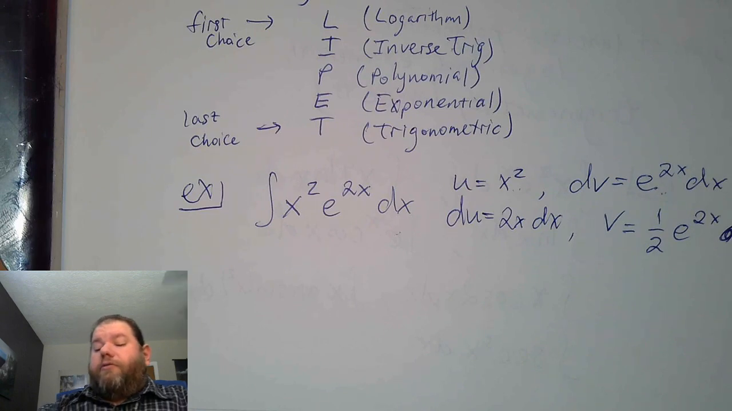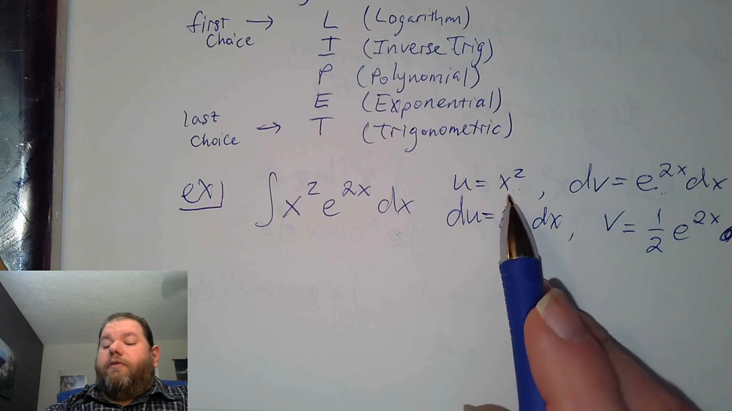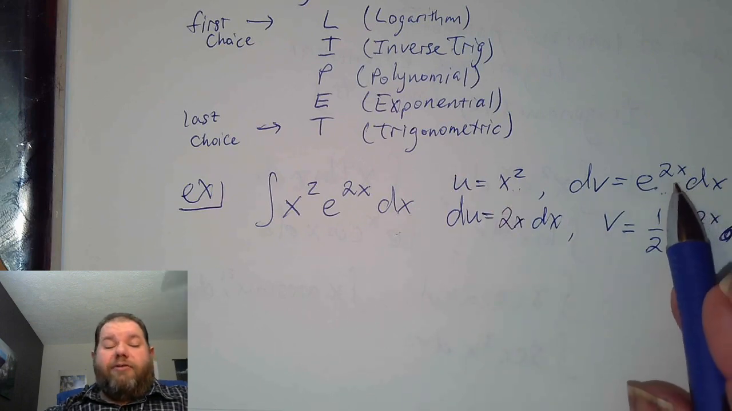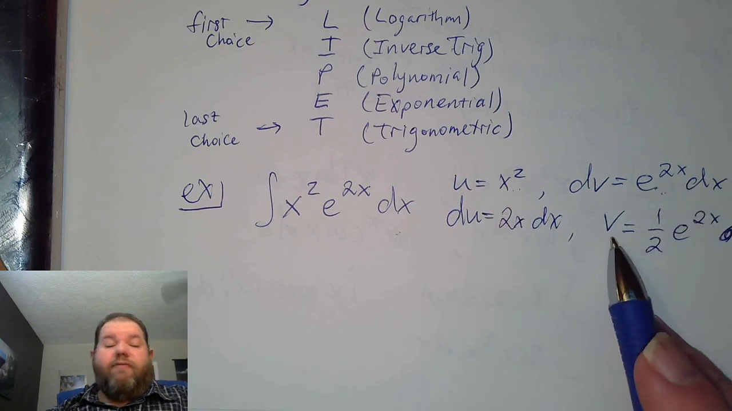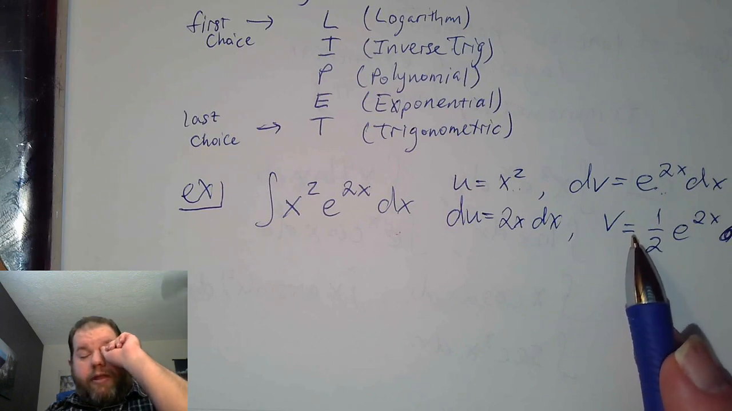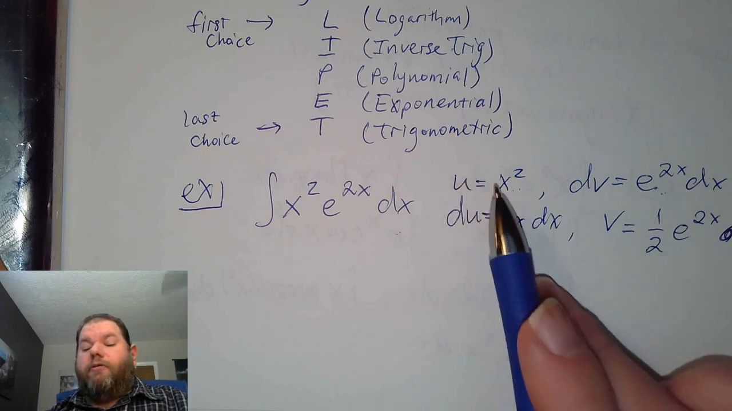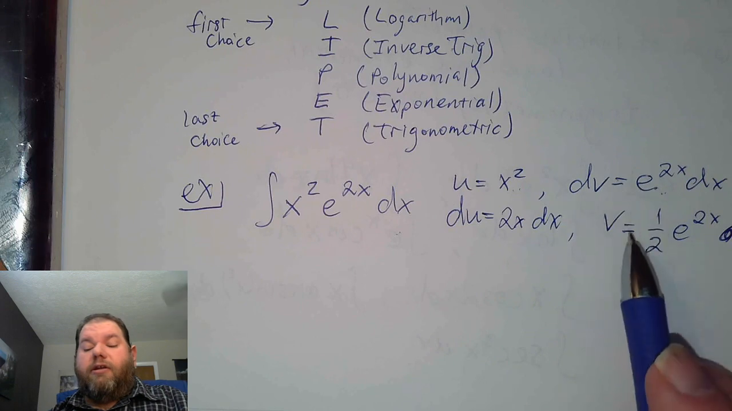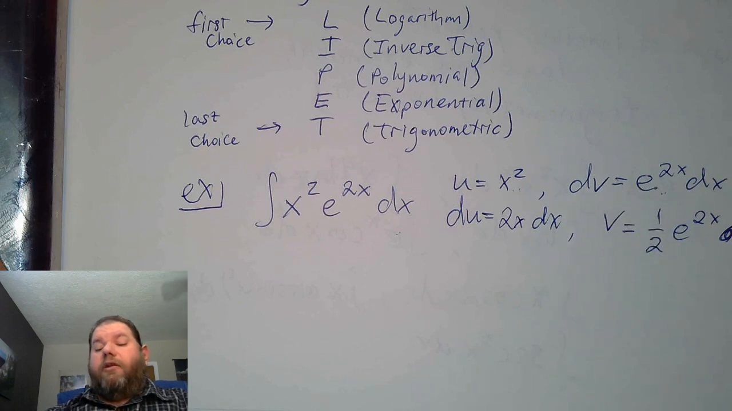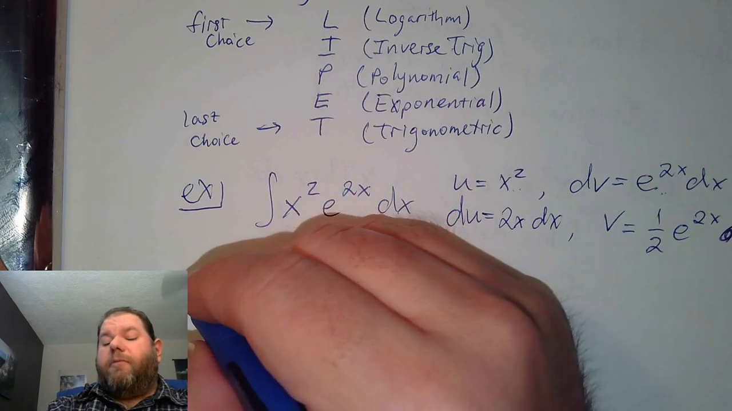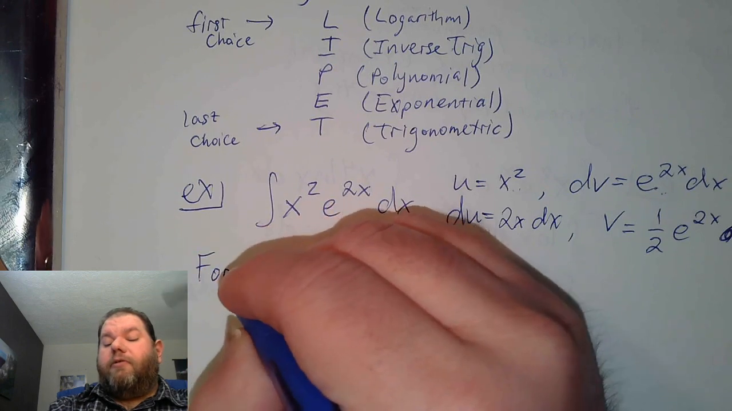So we started with u and dv, we differentiated u, we integrated dv to get v. So that now gives us four pieces, u, du, dv, and v. Now let's look at the formula for integration by parts.